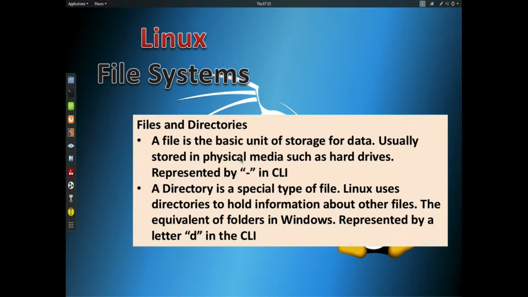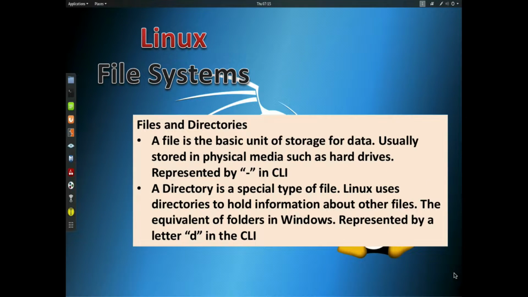A directory, on the other hand, is a special type of file. A directory has information about other files, so it's not a container for the files, and it's equivalent to the folder in Windows. In Linux, it is represented by the letter d in the command line interface, and let's see it in the command line.